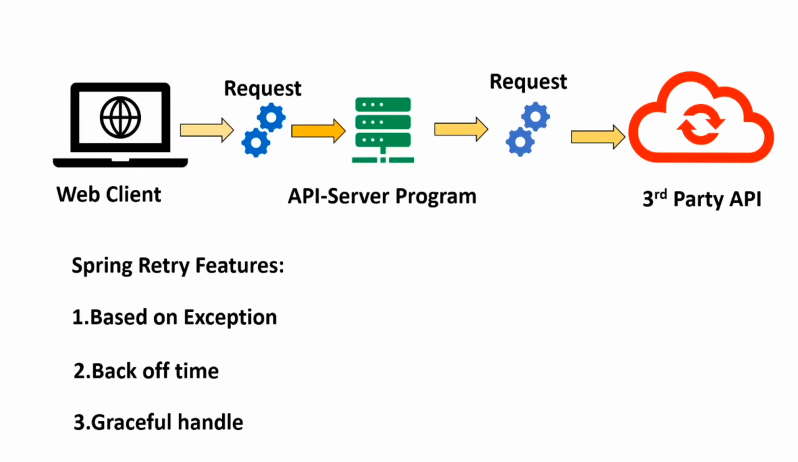And graceful handling. Handling means suppose at max you have given 3 retries, but after those 3 times it is still not able to hit that API. At that time you will send an appropriate message. That is graceful handling, and we'll see how we handle those things.